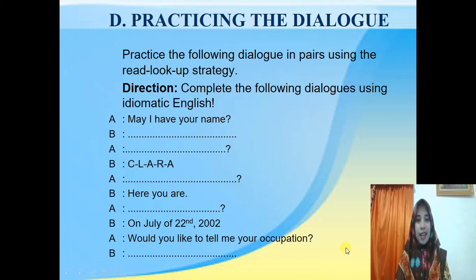Okay. The next. Third personal question. What is your personal question formally? The response is, here you are. Okay, who can give the example? Yes, the example. Could I have your name card, please? Okay. Could I have your name card, please? Here you are. Good. Next.